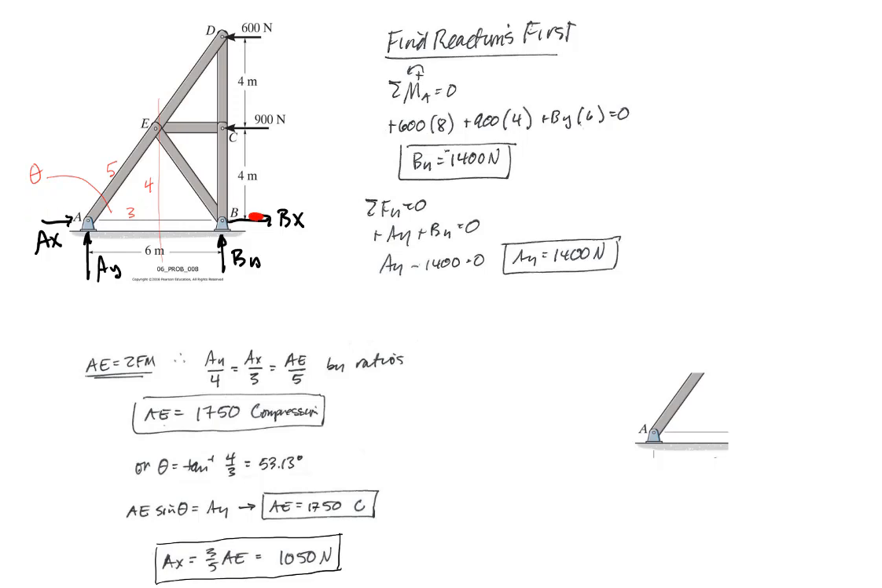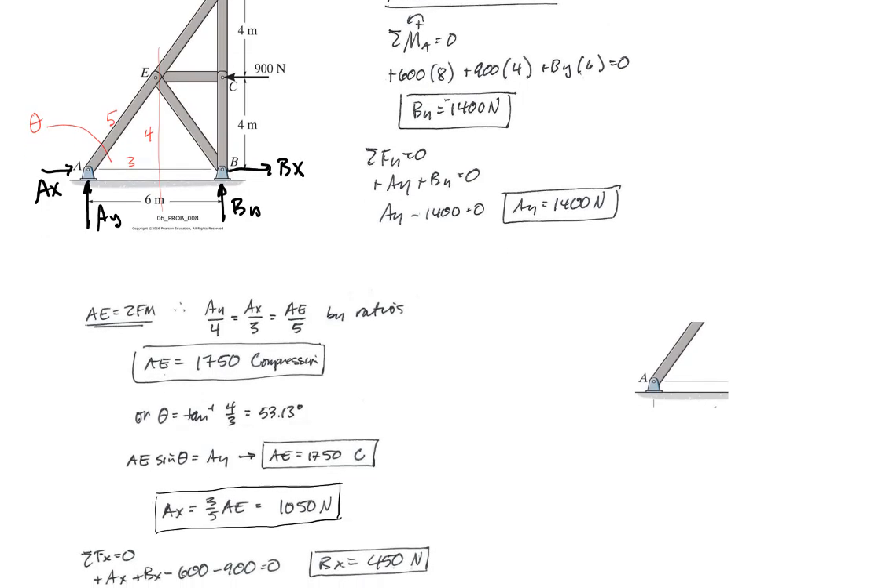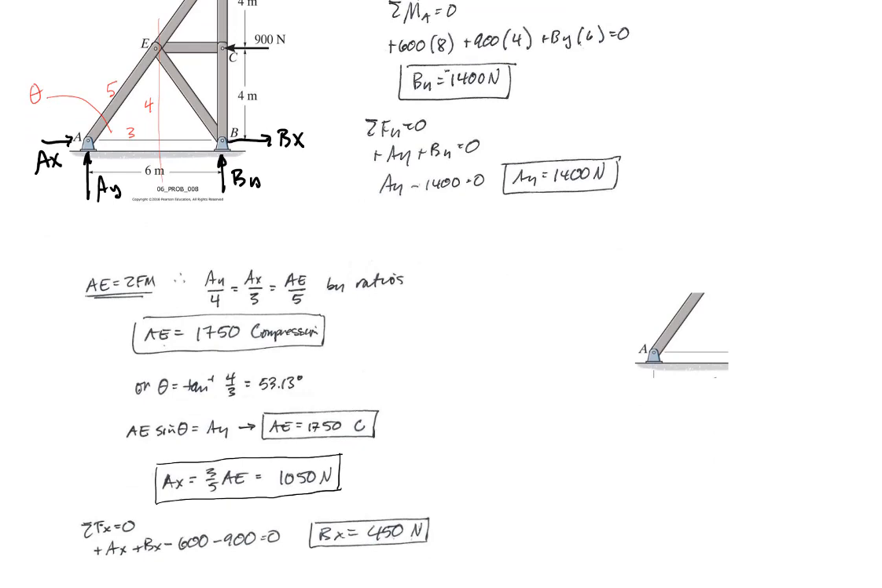All right, how do I keep on going? Do I have enough information to solve for AX and BX? And the answer is no, not quite yet. We have to move to a joint. So let's go to joint A and see what we can discover. So here's joint A. I have an AY, which I've already got, and an AX, which is still an unknown.